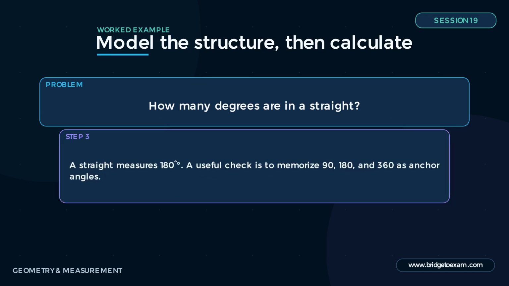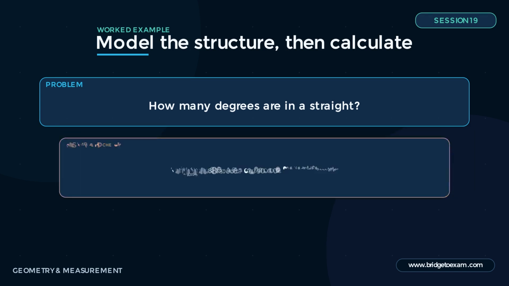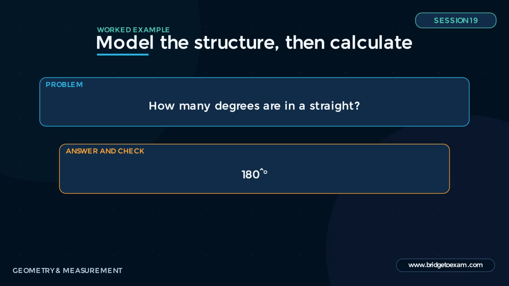Step 3 carries out the mathematics. A straight angle measures 180 degrees. A useful check is to memorize 90, 180, and 360 as anchor angles. The answer is 180 degrees. Now verify the result against the original wording. The quantity, numerical size, and unit must all make sense together.